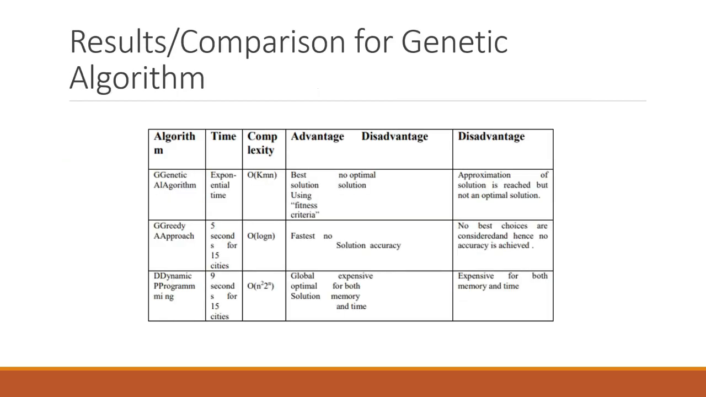Let's look at results and comparisons for the genetic algorithm with the dynamic programming or the brute force methods. If you look at this table, you'll see that the time complexity for the genetic algorithm is exponential, and the best solution is found using fitness criteria. However, it's not an optimal solution, it's an approximate solution. When it comes to the greedy solution, it is definitely the fastest solution, but it may get stuck in a local optima, local minima, and there's no guarantee of solution.